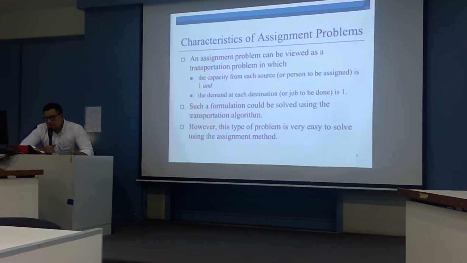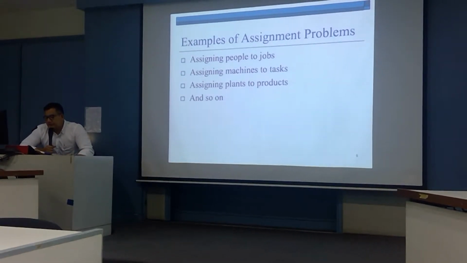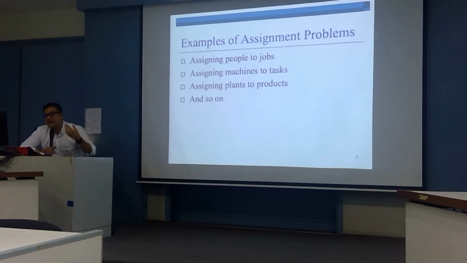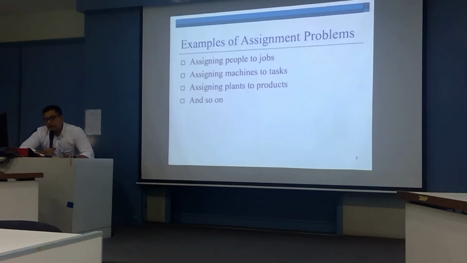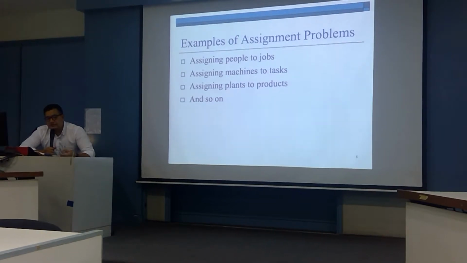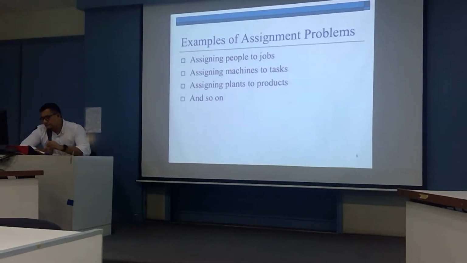And again, the objective of the assignment problem is to minimize the total cost, minimize the total time, something like that. So it's a minimization problem. Okay. So in the real world, we can assign people to jobs, assign machines to do tasks, assign time to make the production of a product, and so on. And it's not mandatory that we assign people. We can assign things to another thing, something like that.